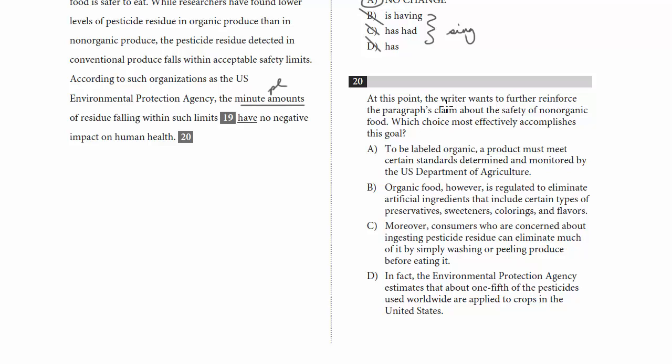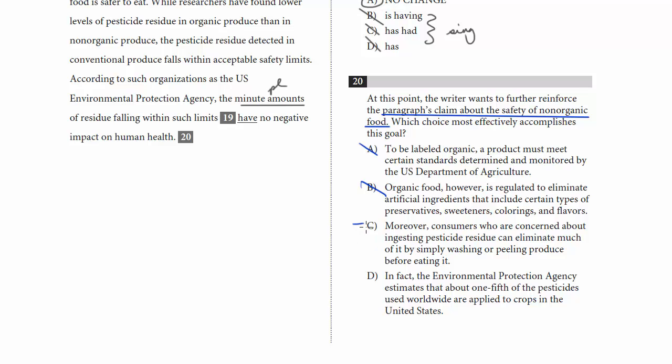Number 20. At this point, the writer wants to further reinforce the paragraph's claim about the safety of non-organic food. Which choice most effectively accomplishes this goal? So we have a specific thing the question wants, which is which supports the safety of non-organic food. To be labeled organic, a product must meet certain standards determined and monitored by the USDA. This says nothing about non-organic food. Organic food, however, is regulated to eliminate artificial ingredients that include certain types of, and so on. Nothing about non-organic food. Moreover, consumers who are concerned about ingesting pesticide residue can eliminate much of it by simply washing or peeling produce before eating it.